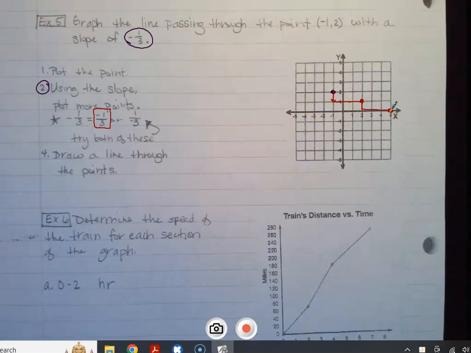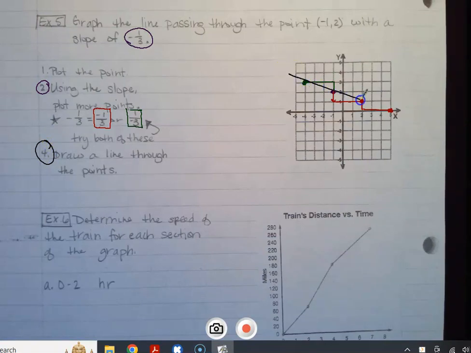Graph it. And then let's try the other one though. Let's try 1 over -3. Cameron, how would I graph that one? You would go up 1 and over 3. Left or right? Left. Left. 1, 2, 3, and I would put another point. Yeah, perfect. And then it says draw a line passing through the points. That's how we graph it.